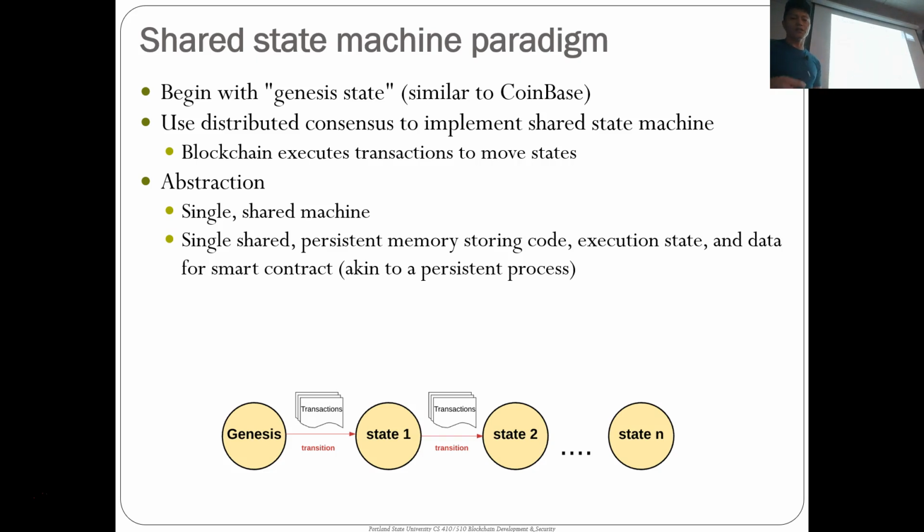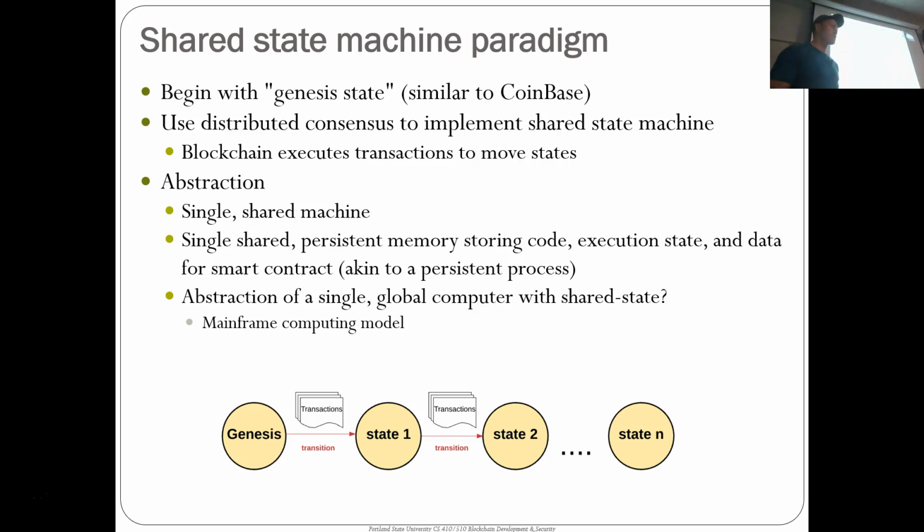So you can think of this as a persistent process. It's basically the abstraction of a single global computer with shared state, which reminds me of the mainframe computing model. When I was an undergraduate, that was my computer. We had one shared computer across the entire engineering school. It was this IBM mainframe, and everybody ran all their stuff on there, and everyone could see that's where the engineering computing state was. So this is proof that everything old is new again.